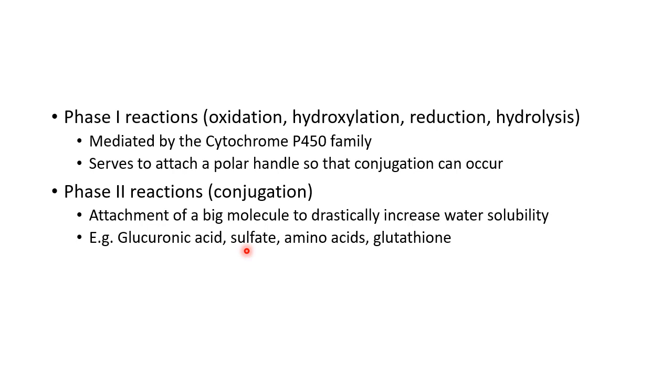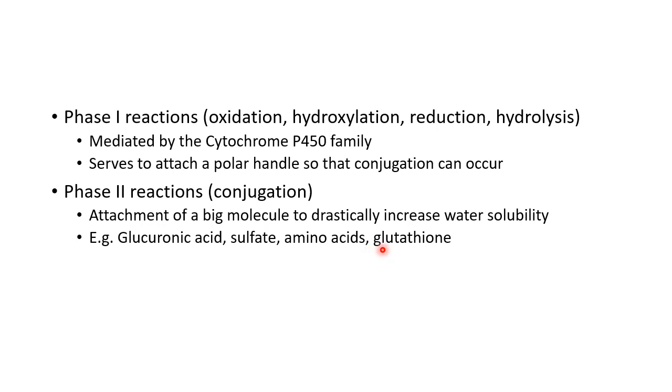Another one would be sulfate conjugation. You have amino acid conjugations, glycine being common here, and glutathione conjugation, which is made up of three amino acids. It is a tripeptide, glutathione. Glutamate, glycine, and cysteine. Those are the three amino acids in glutathione. Okay?